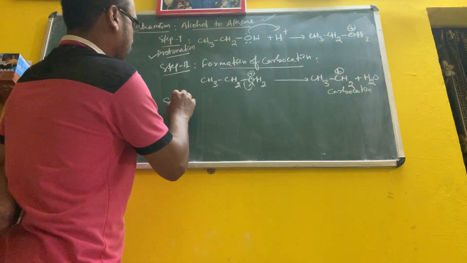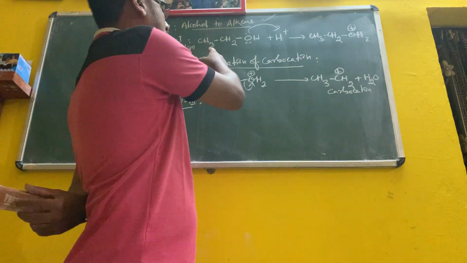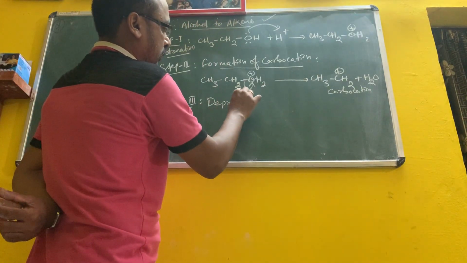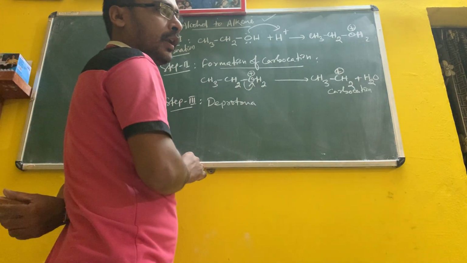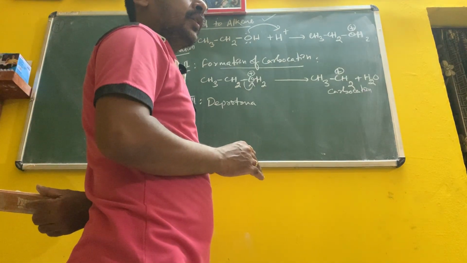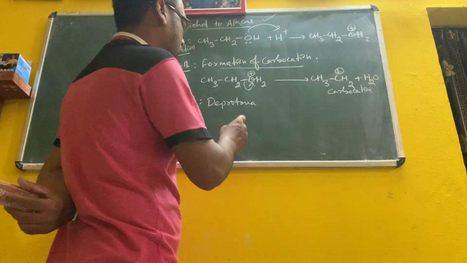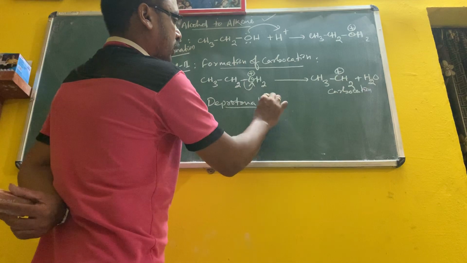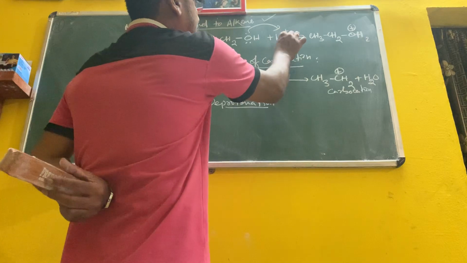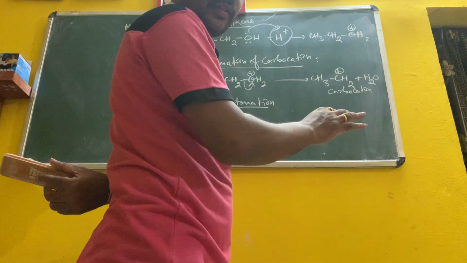Then step 3, deprotonation. Catalysts only carry out the reaction, participate in the reaction, but do not form any product. All of you know about that, they make the chemical reaction faster. These are catalysts. So acid acts here in the process of dehydration as a catalyst, and acid gives the H plus. Clear?